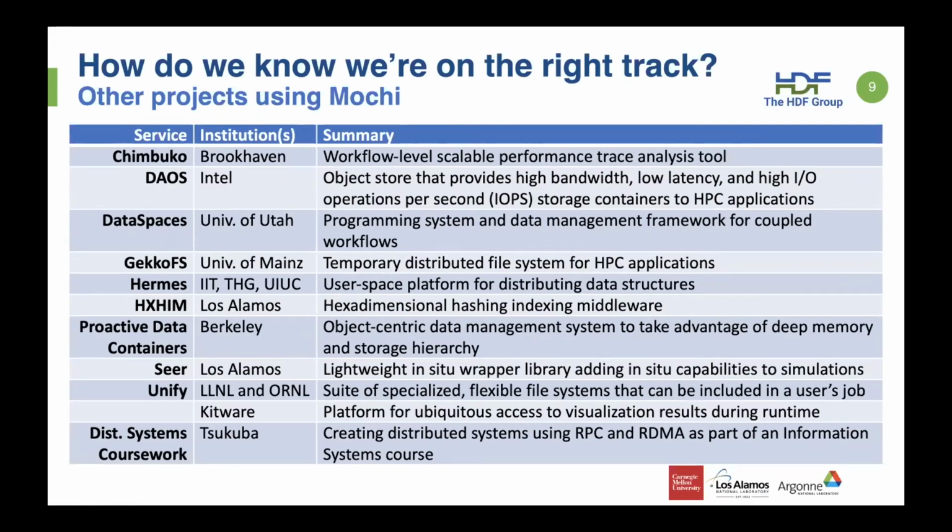I don't want to go too much into the details here. But how do we know we're on the right track? The good thing is that we've had quite some success with different projects. Some of them that I'll talk about briefly afterwards are DEOS that I presented yesterday, which reuses some of these components like the Mercury RPC package, DataSpaces, and proactive data container. So we have several projects that are using them, and they all use different components.